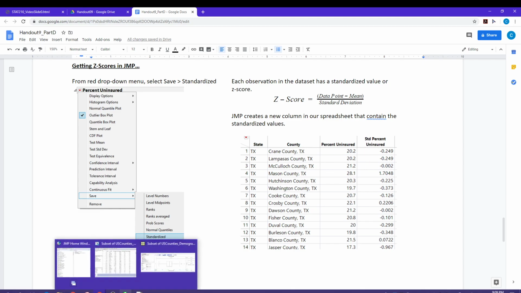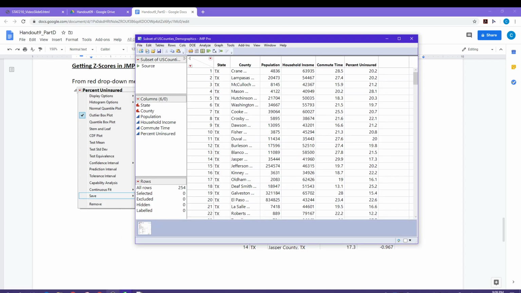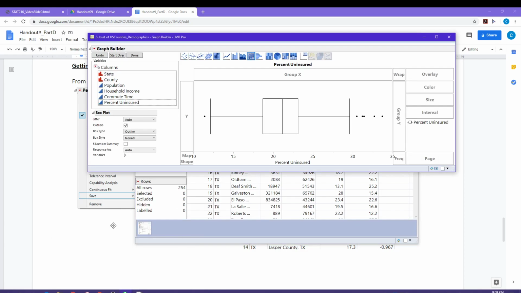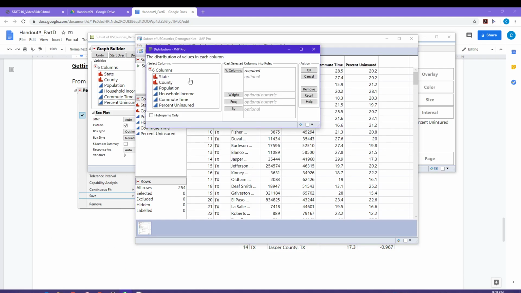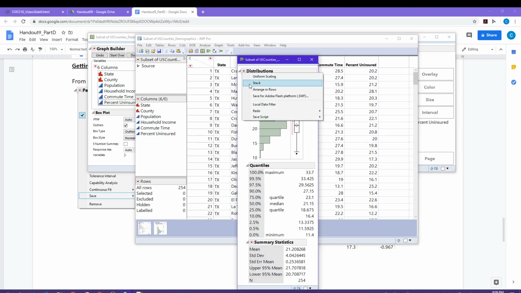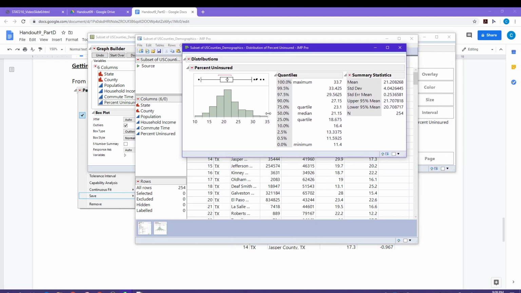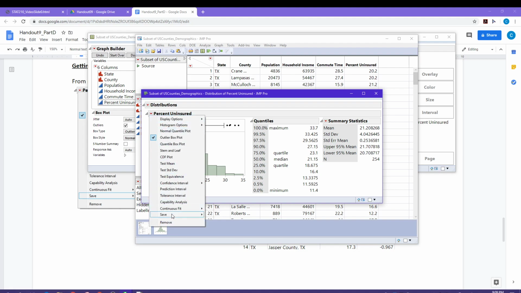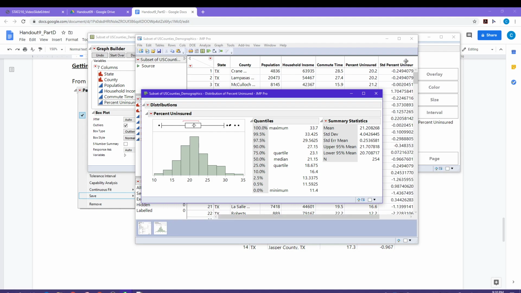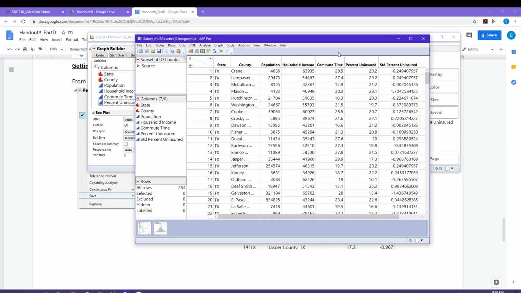So let me go into JMP here and show you that real quickly. So from my red drop-down menu, oops, sorry about that. Analyze distribution, I'm looking at percent uninsured. Again, this is for Texas. Notice how many columns I got in my spreadsheet here. I'm going to go from Save, Standardized, and I get that new column over there.